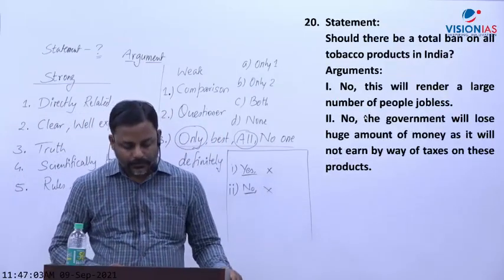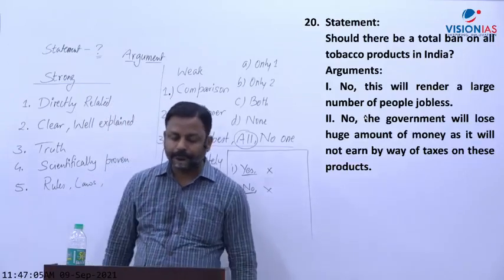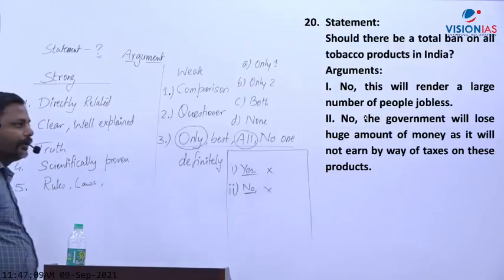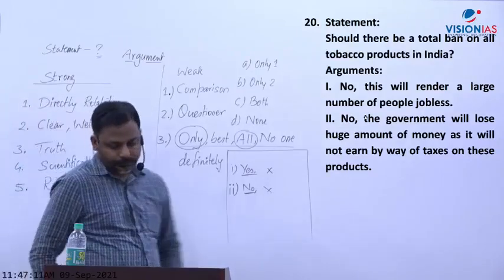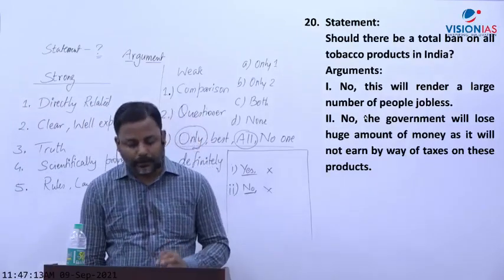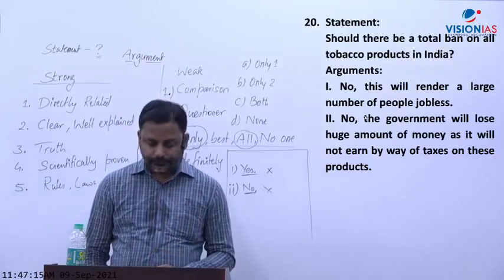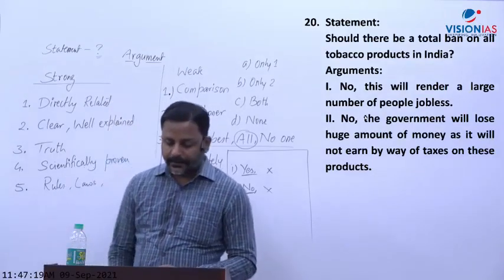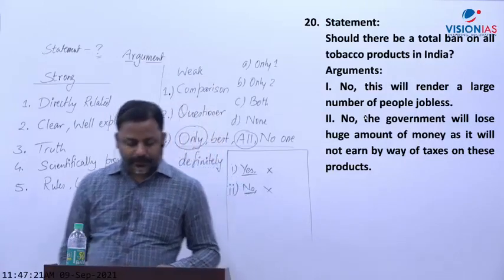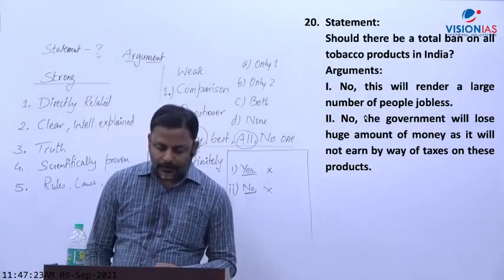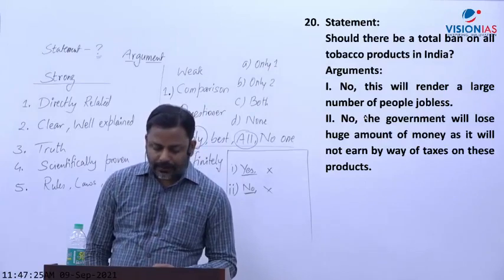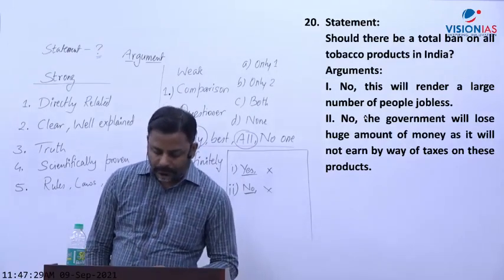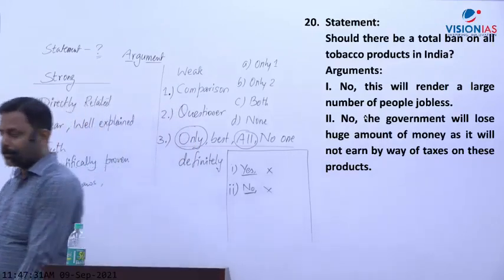So, statement number 20. Should there be a total ban on all tobacco products in India? Argument first, no. This will render a large number of people jobless. Second is no. The government will lose a huge amount of money as it will not earn by way of taxes on these products.